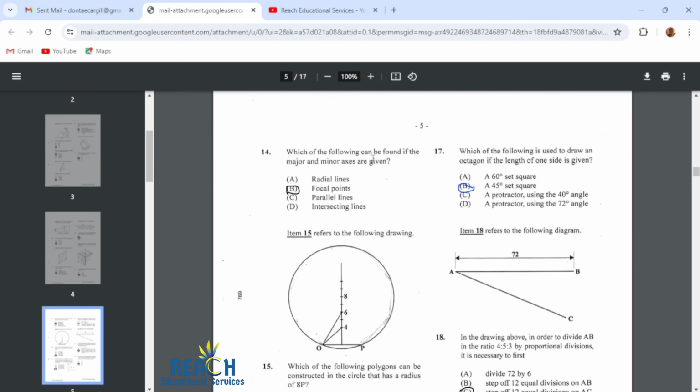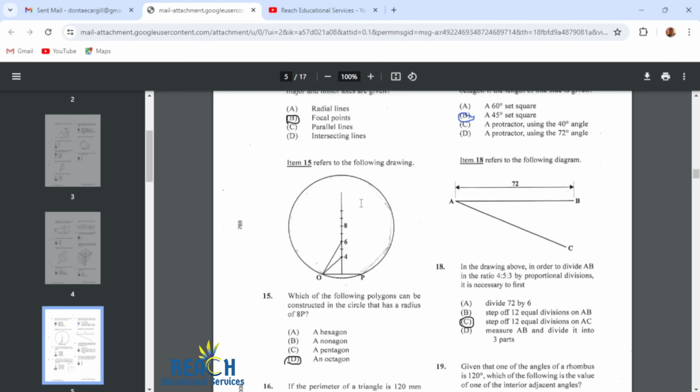Item 14. Which of the following can be found if the major and minor axes are given? Can we find radial lines? Can we find parallel lines? Can we find intersecting lines? Can we find focal points? And here we can find focal points.